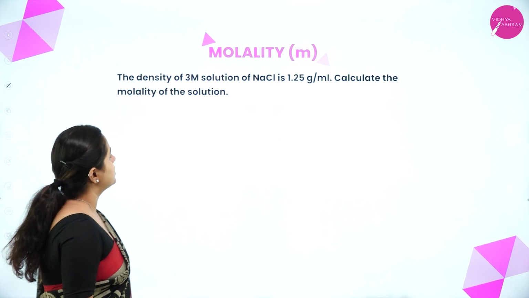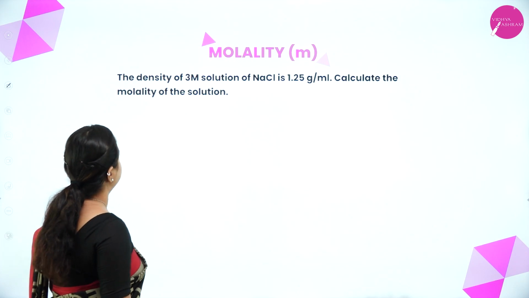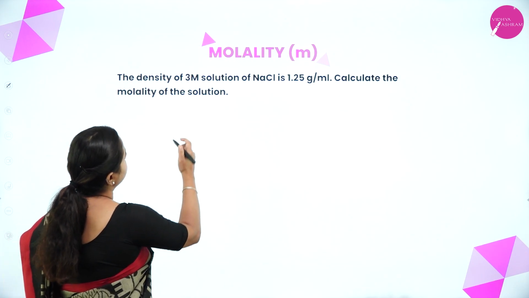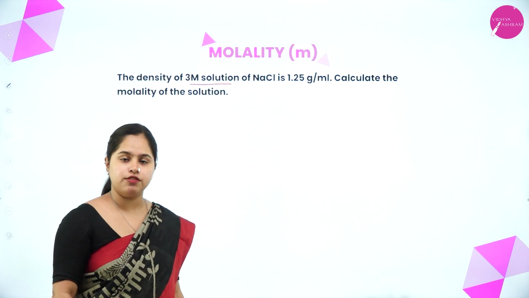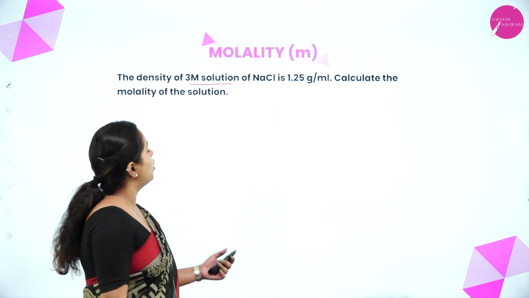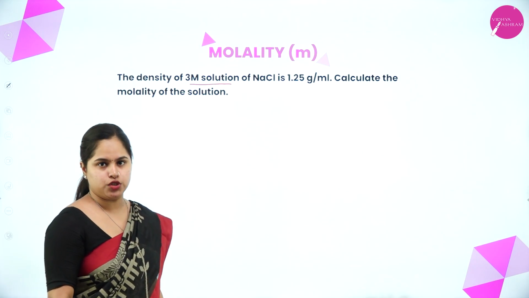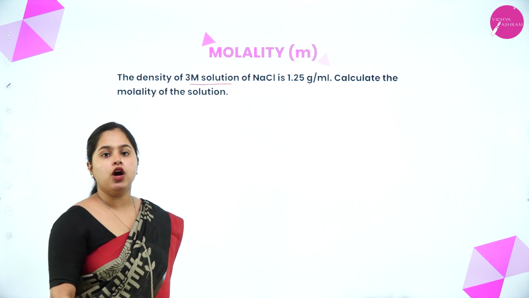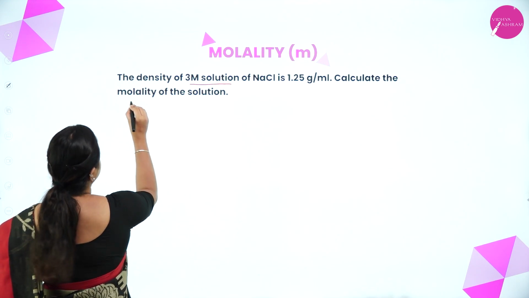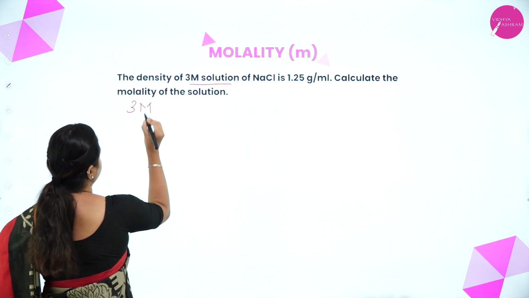Now let's take an example for this molality. Okay. So the density of 3 molar solution of sodium chloride is 1.25 gram per milliliter. Now you have to calculate the molality of the solution. How do you proceed with this? The molarity of the solution is given. 3 molar solution.